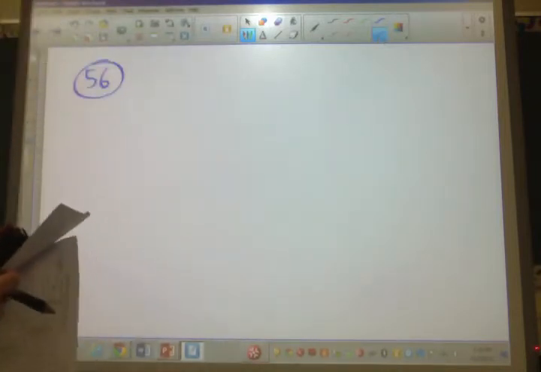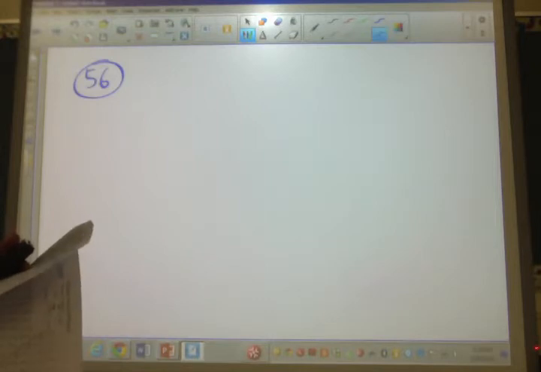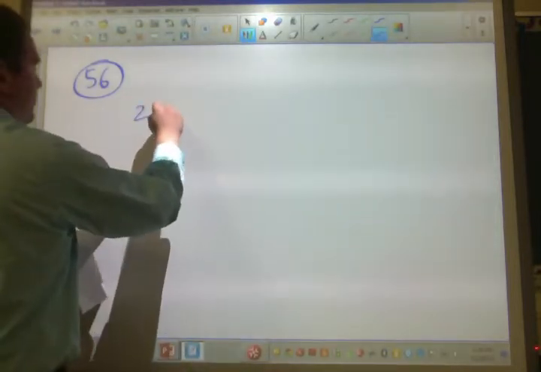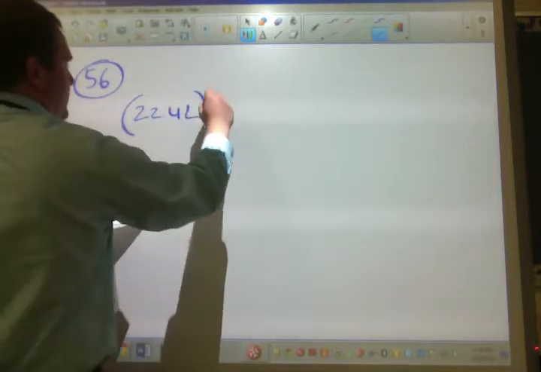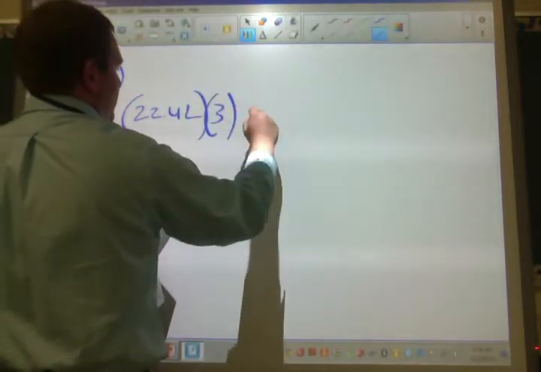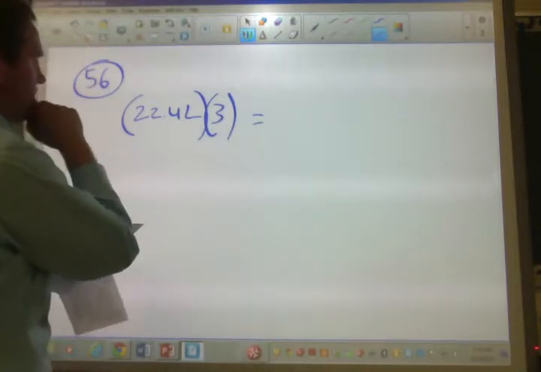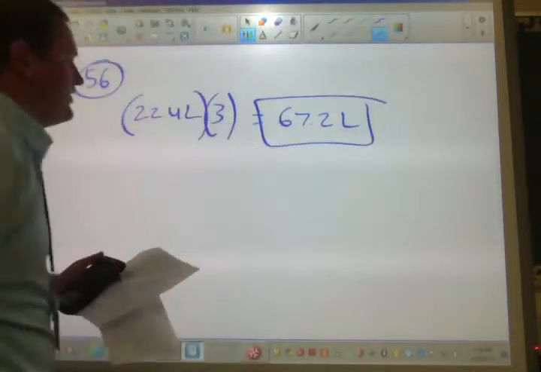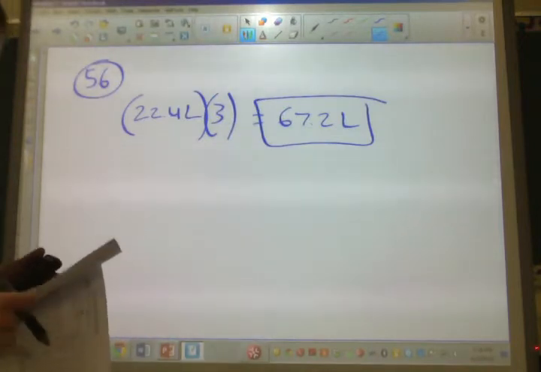Calculate the volume of 3 moles of methane gas at STP. Well, this one's easy. If it's at STP, I know that each mole is 22.4 liters, times 3 equals, what's that going to be, 67.2. Easy. 57.